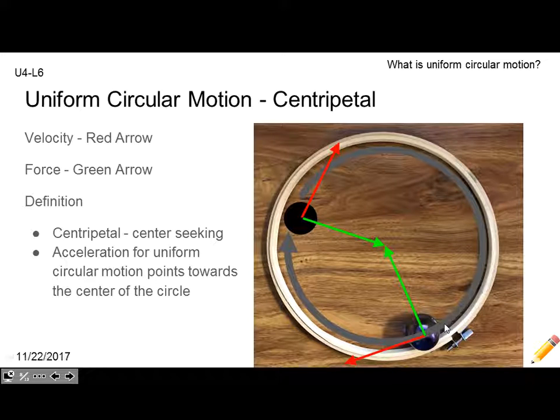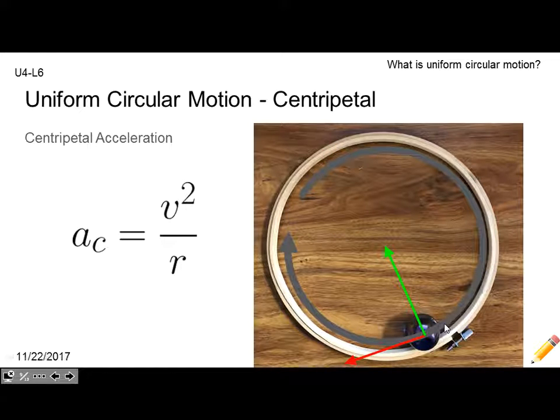All right, so the last thing I wanted to do before I let you try some practice questions on your own is talk about how much this acceleration is. Same thing, to prove this formula requires a little bit of calculus, not something we need to do for our purposes. But the centripetal acceleration is equal to v squared divided by r, where v is the speed and r is the radius of the circle.